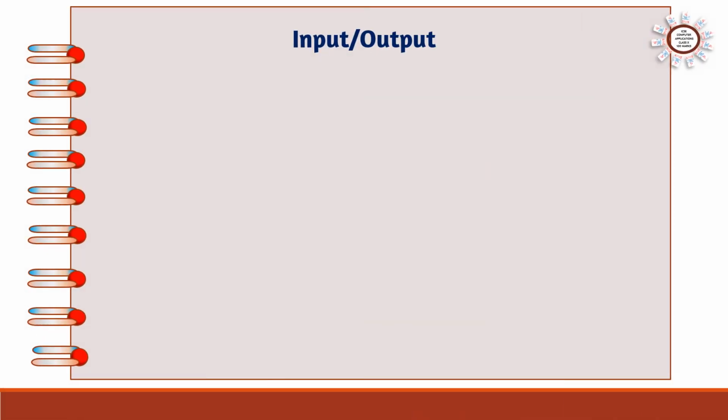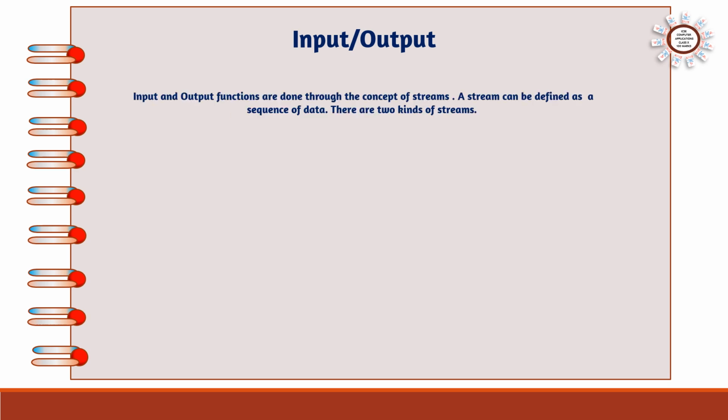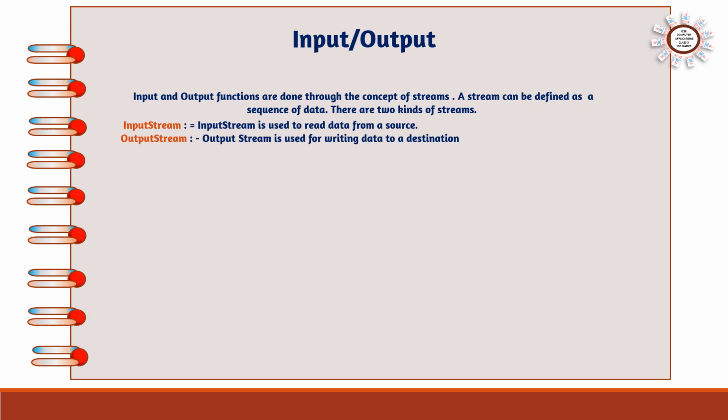Now we can discuss inputting data and outputting data through InputStreamReader. Input and output functions are done through the concept of streams, and a stream can be defined as a sequence of data, that means flowing of data either to the computer or from the computer to the screen so that users can see. Mainly two kinds of streams are there. Input stream is used to read data from the source, that means from the keyboard or any other source which is inputting the data. And output stream is used for writing data or showing data to a destination, through the monitor, for example.